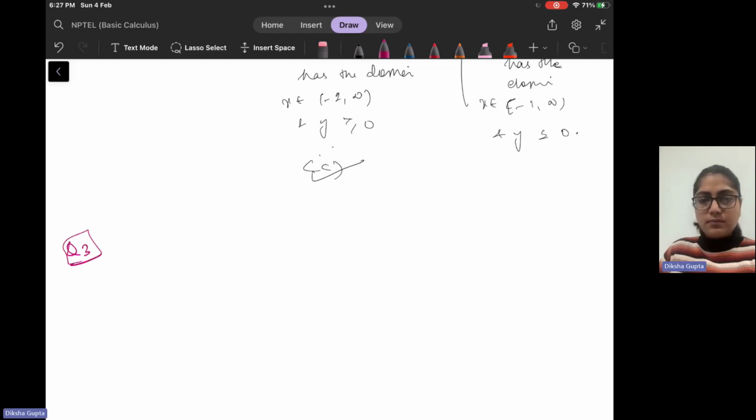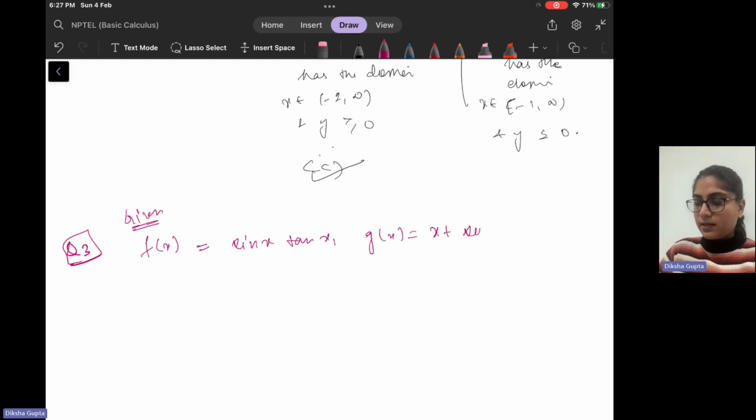This is question number 3. The next question is on evenness and oddness. Given f(x) equals sin x tan x, g(x) equals x plus secant x, and h(x) equals under root x cube plus 1. Determine the evenness or oddness of the given functions.